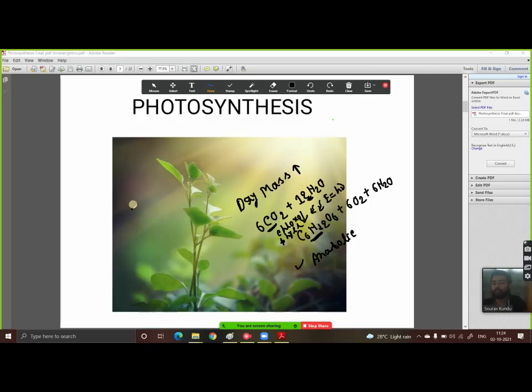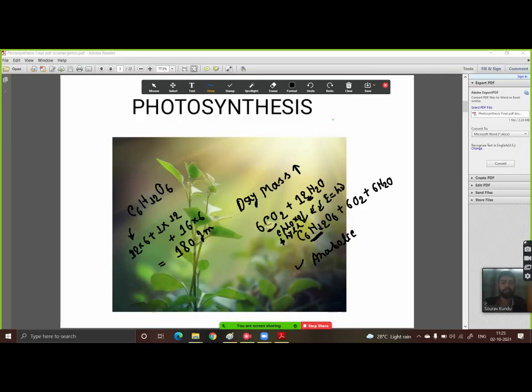C6H12O6 is formed. We know how to calculate the molecular weight of C6H12O6. Children, how do we calculate it? Carbon has atomic weight 12, and there are 6 atoms, so 12 into 6, plus hydrogen with atomic weight 1 into 12, plus oxygen with atomic weight 16 into 6. If we calculate this, we find a molecular weight of 180 grams.